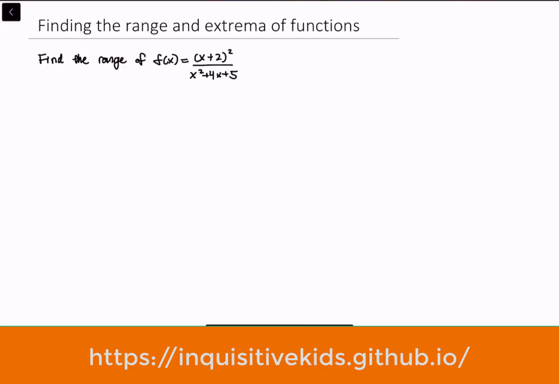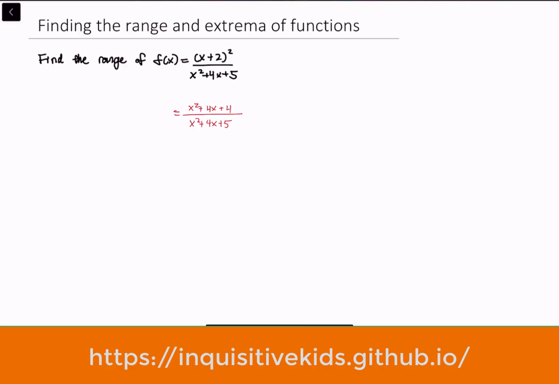Here's our first problem. We're going to find the range of the function (x plus 2) squared over x squared plus 4x plus 5. So let's start off by expanding this a little bit. f of x is equal to x squared plus 4x plus 4 over x squared plus 4x plus 5. We just expanded the numerator.